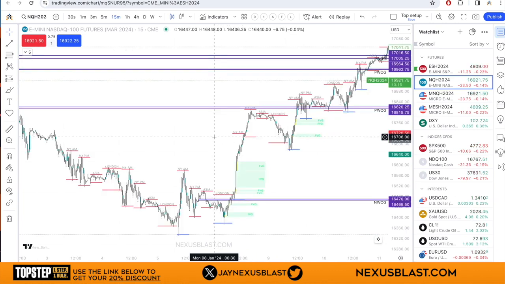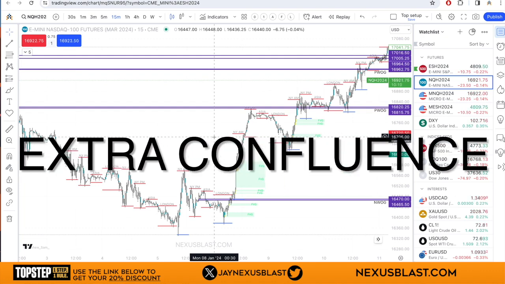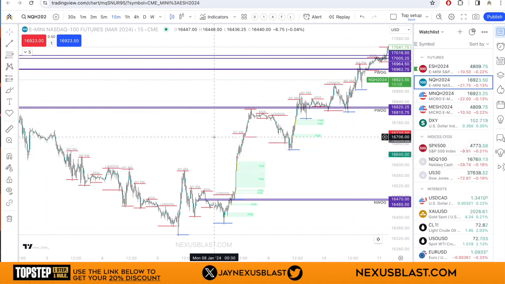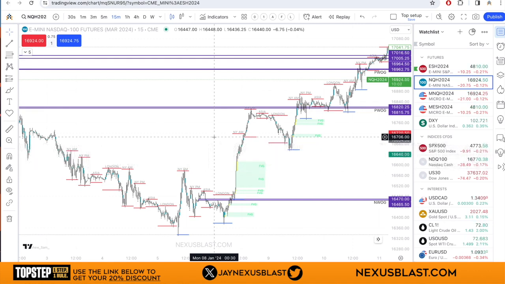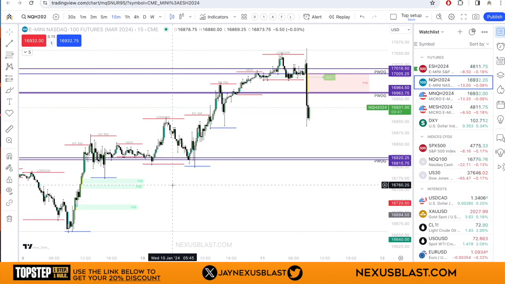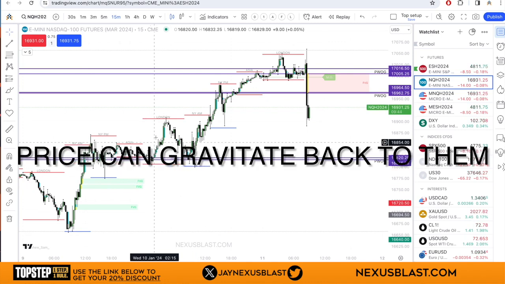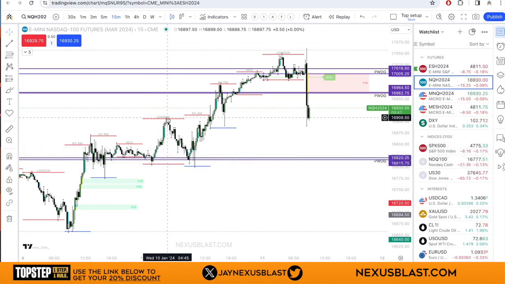The gaps can be viewed in several ways. They are, number one, a confluence to either go long above them or short under them; to sit on your hands when you're in them, or a sandwich between two of them. And lastly, they act as a gravitational field for price action to gravitate back towards the opening gaps.